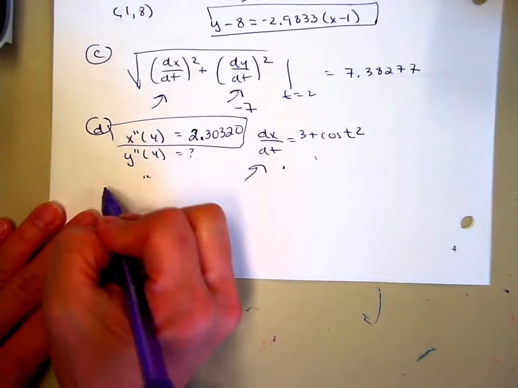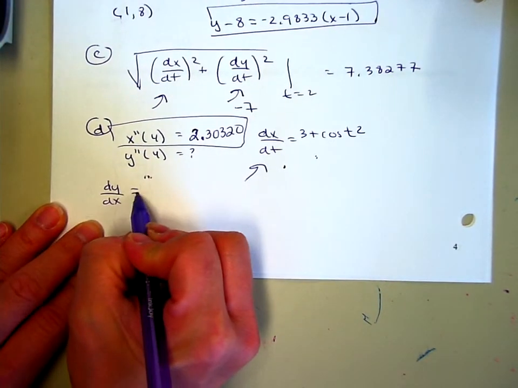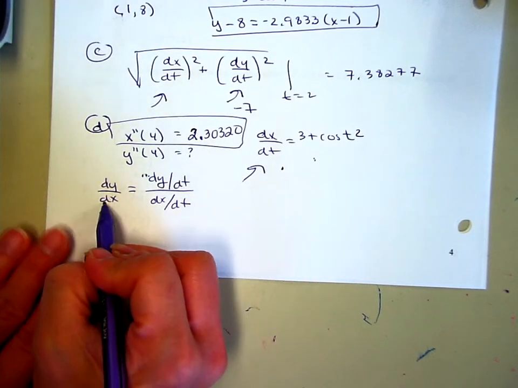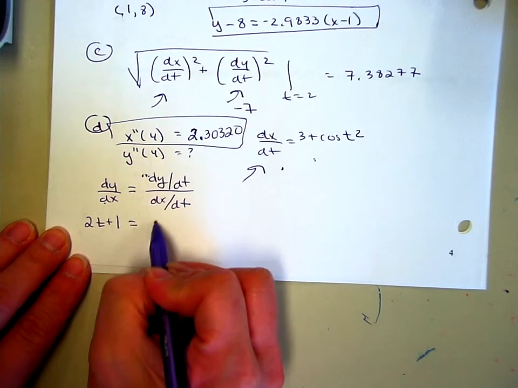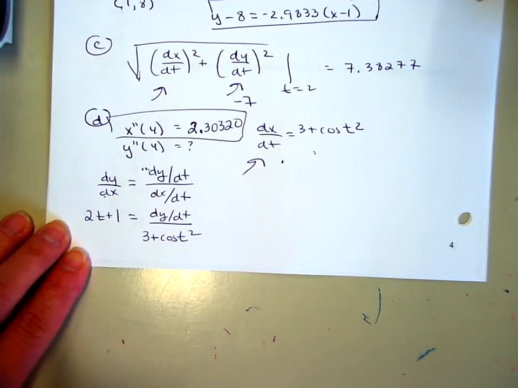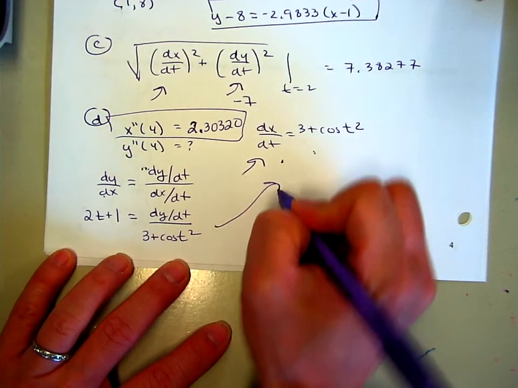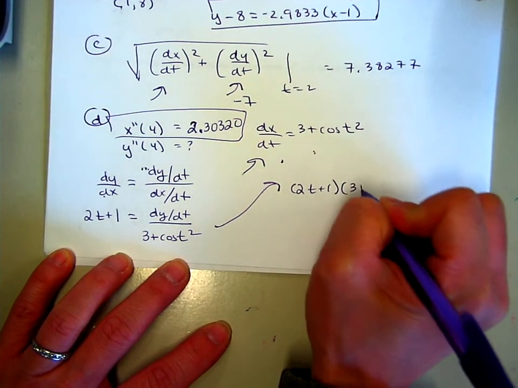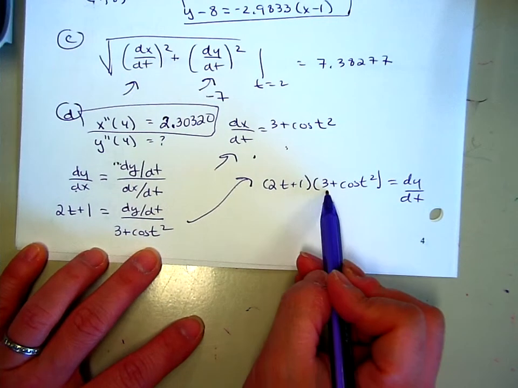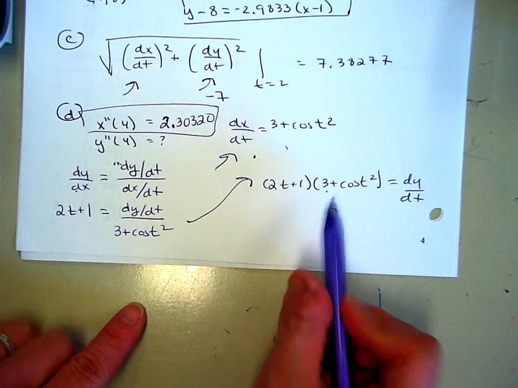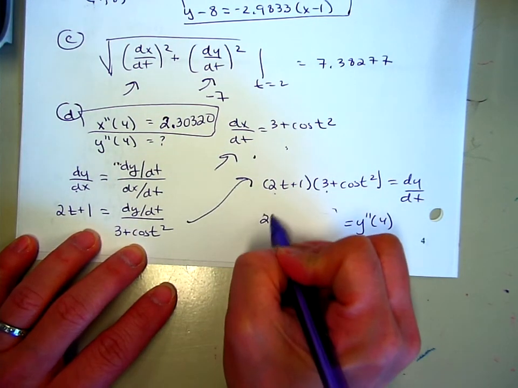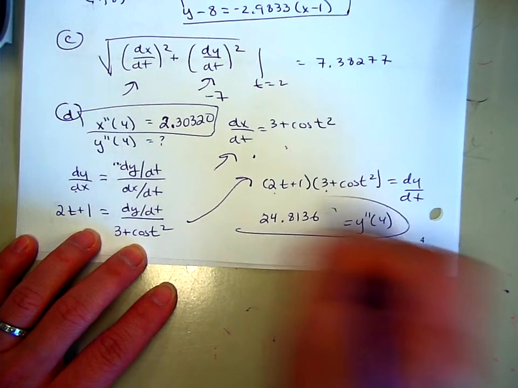So what you should be thinking is, okay, they give me dy/dx, but in parametric form, I know dy/dx is dy/dt over dx/dt. They tell me this is 2t plus 1. dy/dt is what I'm looking for. They tell me that dx/dt is 3 plus cosine t squared. So if I solve this, I can come up with an equation for dy/dt. Once I have this, I can have the calculator take this derivative for me. So the second derivative, or the derivative of this, and plug in t equals 4 afterwards is 24.8136. So these are the 2 values they're looking for.